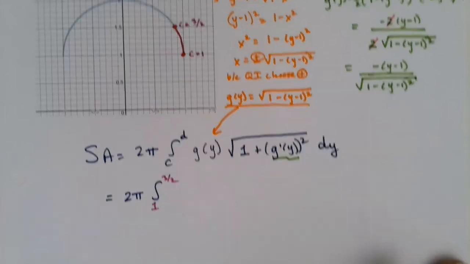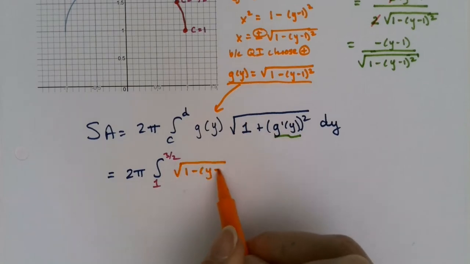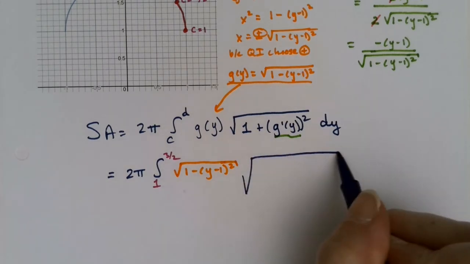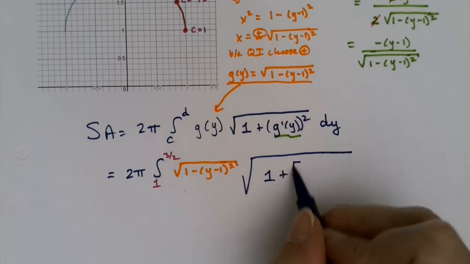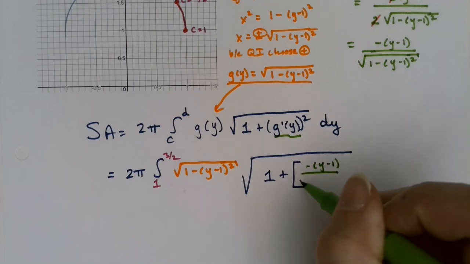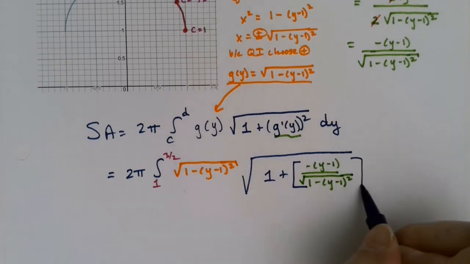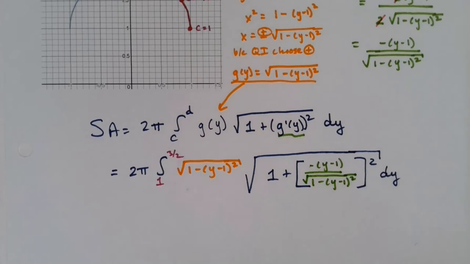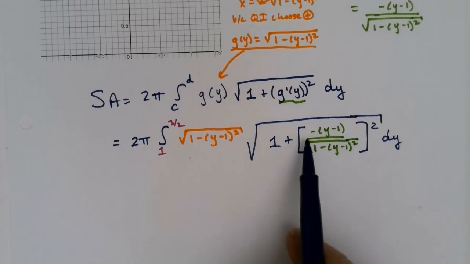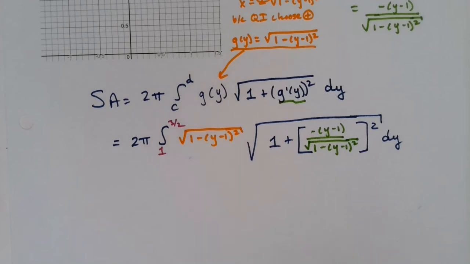All right, so let's substitute. For g of y, I'm going to put in this big square root, 1 minus y minus 1 squared. And then a big square root, 1 plus, and then it's negative y minus 1 over the square root of 1 minus y minus 1 squared, and all of that is squared, dy. All right, well, when I square all of this, the negative is going to turn positive, and then the square root in the denominator is going to disappear.